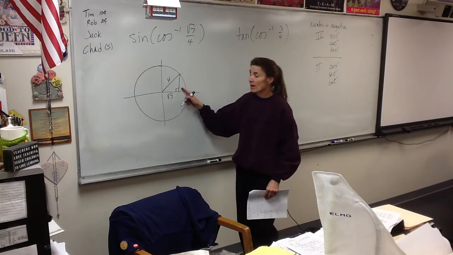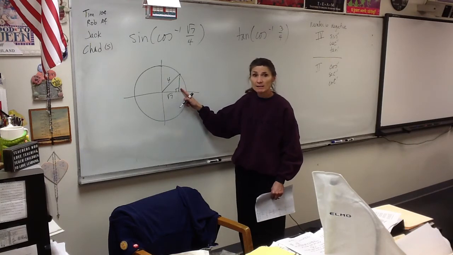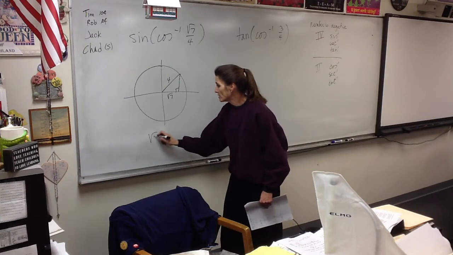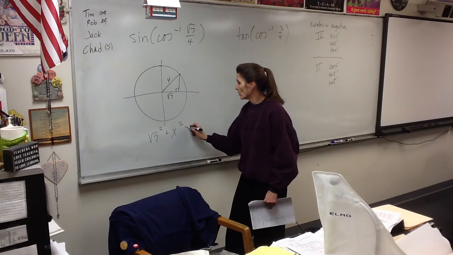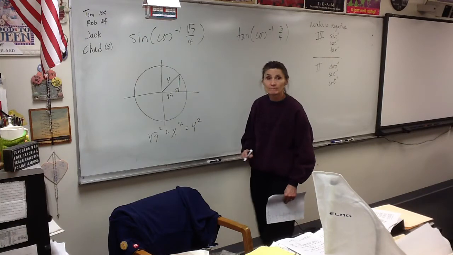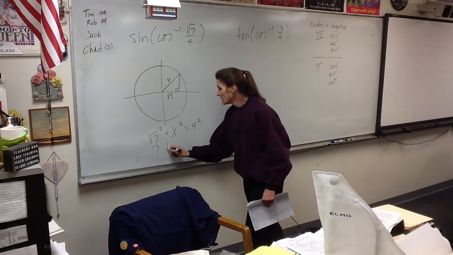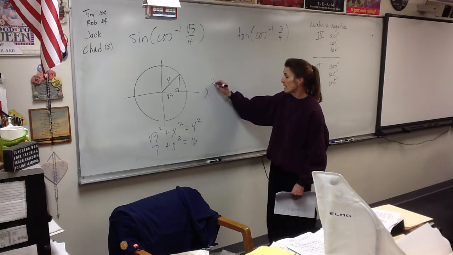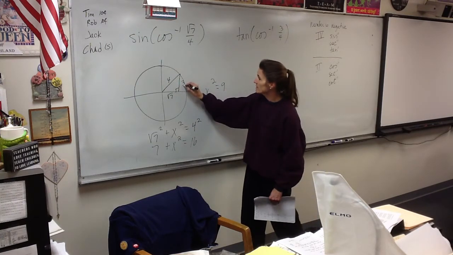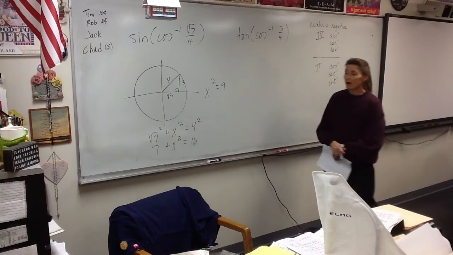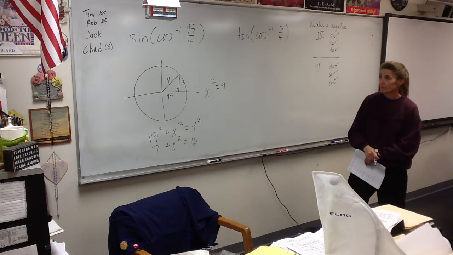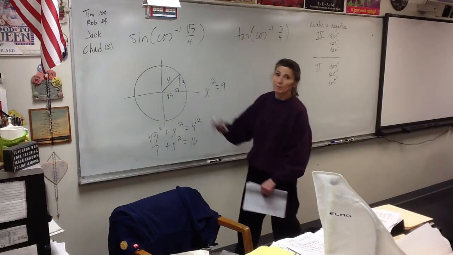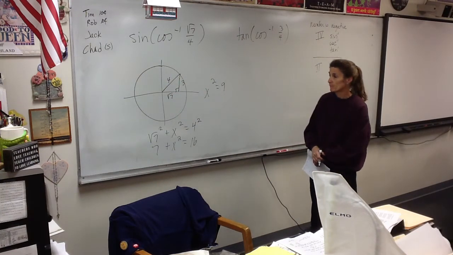I need to do the Pythagorean theorem to find this side. Root 7 squared plus x squared equals 4 squared. 7 plus x squared equals 16. X squared equals 9, so this number is the square root of 9, which is 3. Notice it is positive because we're going right and up, so everything is positive.